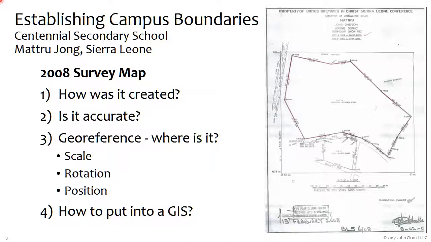So in 2008, the UBC Church commissioned a survey, and we got this survey, and so now we have a map of the boundary. We're all fine, but it doesn't really tell us where that boundary is. Of course, we're particularly interested in where it is relative to the school buildings themselves and other things on the school. We don't know how it was created. We certainly don't know how accurate it is.